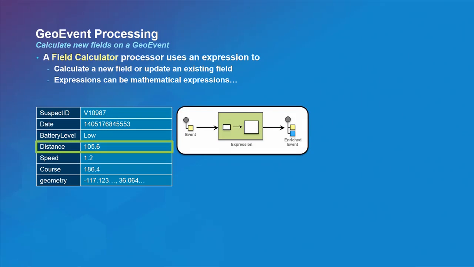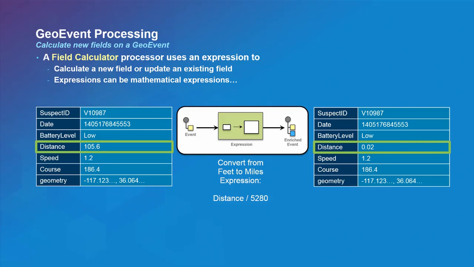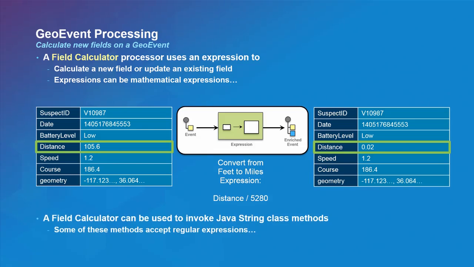A field calculator, like I mentioned, is going to take an expression and evaluate it in order to write a result either into an existing field or a new field. In this case, we're just going to do a simple mathematical calculation, taking feet and converting it over to meters and putting the value out to the same field, distance, in the output event record. But a field calculator is much more powerful than just doing a feet to meters conversion.